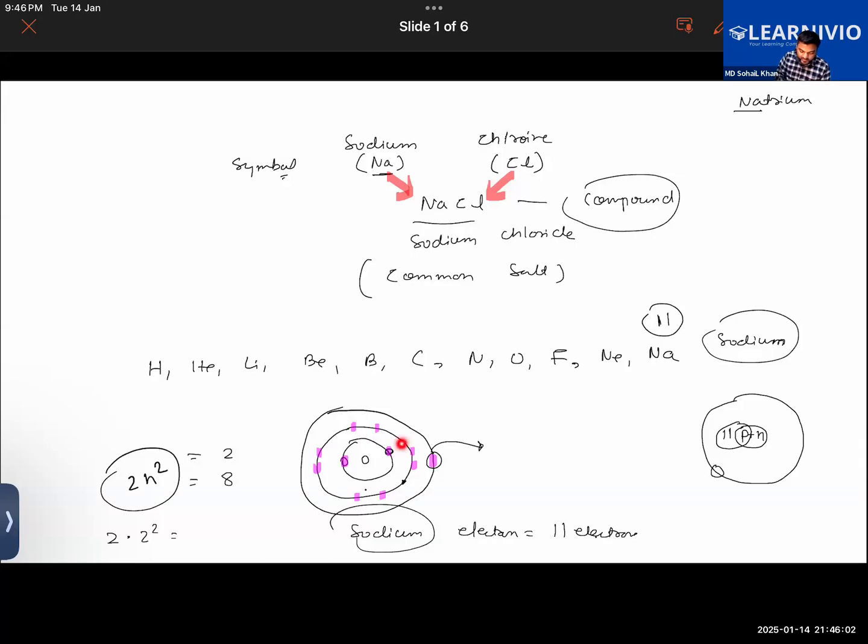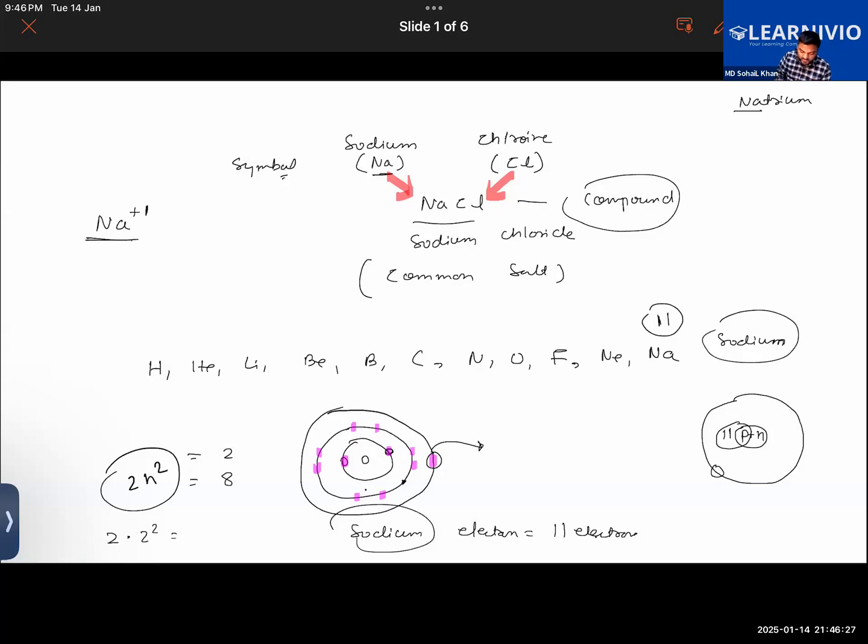So if an atom loses the electron, does it become a cation or an anion? Does it become positively charged or negatively charged? It is losing now, so it becomes positively charged. On top of its head, we will write down +1.